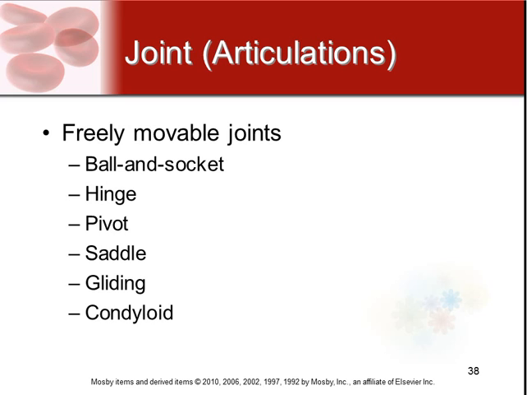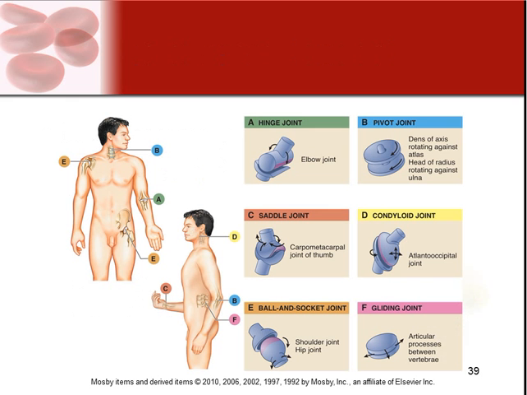So some examples of freely mobile joints. We have the ball and socket, hinge, pivot, saddle, gliding. A lot of these are fairly common, good for you to know. Probably the two that you will see most often are the ball and socket and the hinge joint. So we'll just go kind of down our list here.